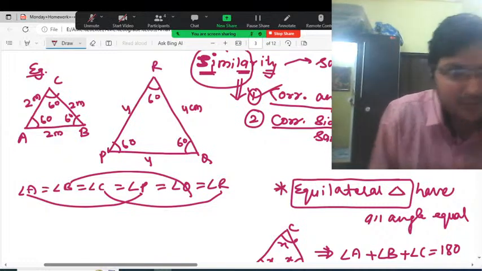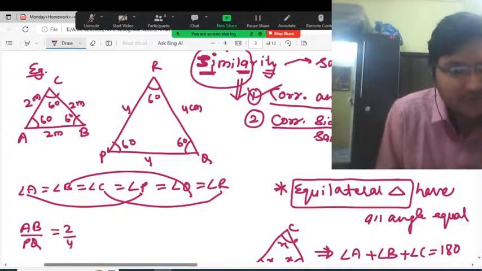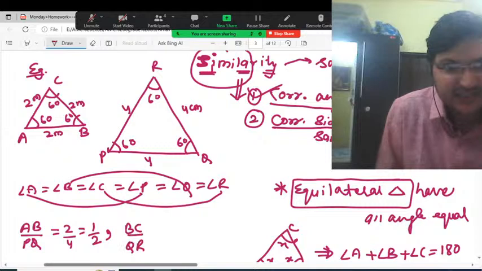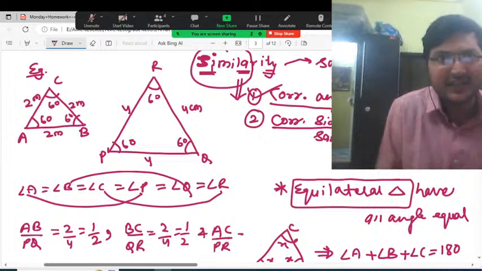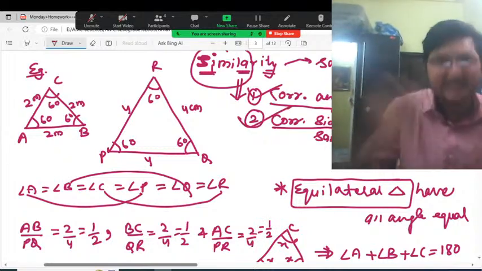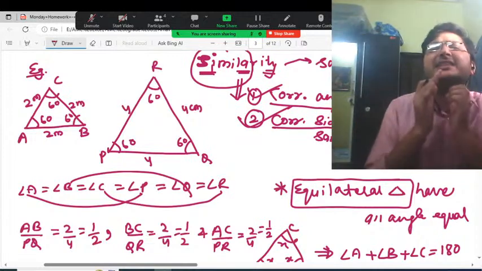And about the second property. Now if I take the ratio of AB with PQ, we will get 2 over 4, which is 1 over 2. Similarly, if I take the ratio of BC with QR, it is again 2 over 4, that is 1 over 2. And if I take the ratio of AC with PR, I will get 2 over 4, that is simply 1 over 2. Here the second property is also valid. Their corresponding sides are also proportional. That means they are in the same ratio.